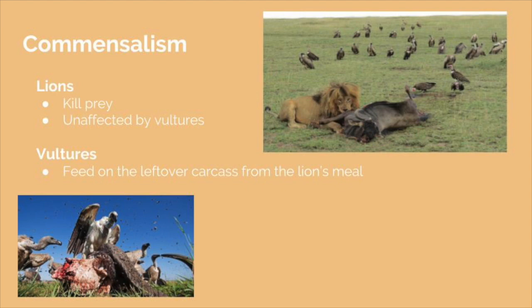Commensalism is a relationship in which one organism benefits while the other organism is unaffected. One example of this in the savanna is a relationship between lions and vultures. The lions kill prey, and once they are done feeding, they leave the carcass behind. The vultures follow the lions in order to feed off the leftover carcass. The lions are unharmed by this practice, and the vultures benefit by getting food.